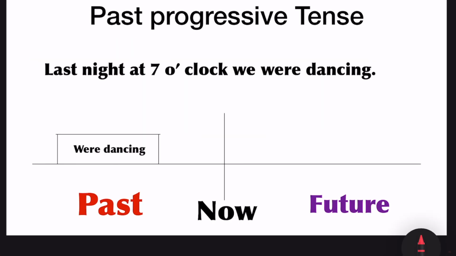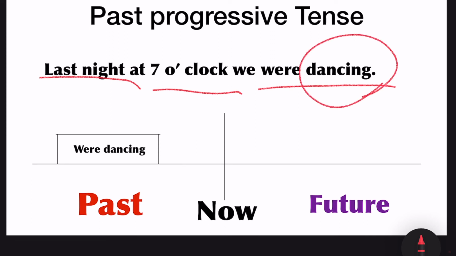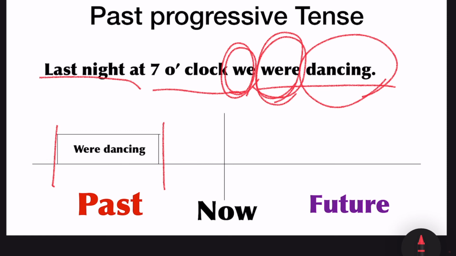Look at this example. Last night at 7 o'clock, we were dancing. Dancing is the action. Here, we is the subject. We have used were as a helping verb. As we is a plural subject, we have used were, the plural helping verb. The action began and continued till 7 o'clock last night. The action was dancing. Since we is a plural subject, we have used were, the plural helping verb. We were dancing last night.